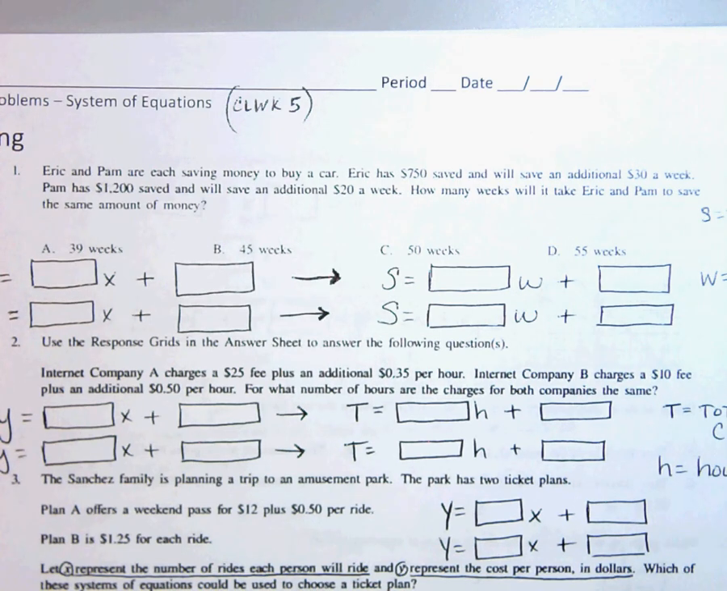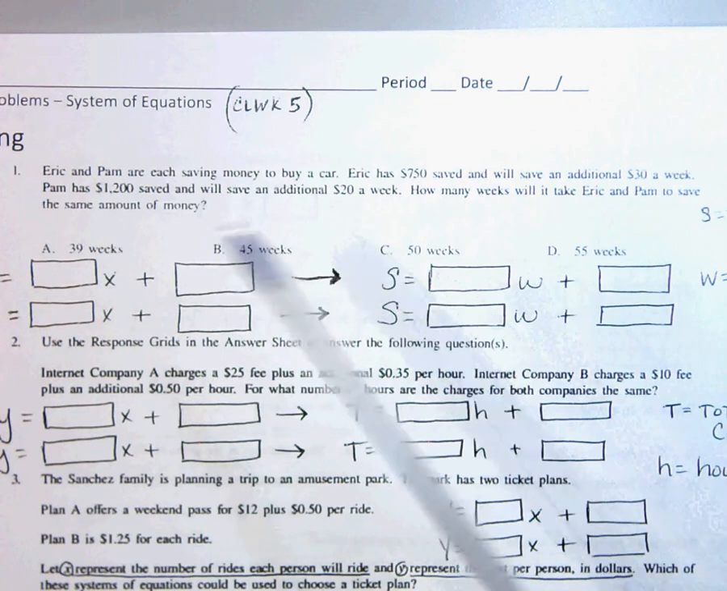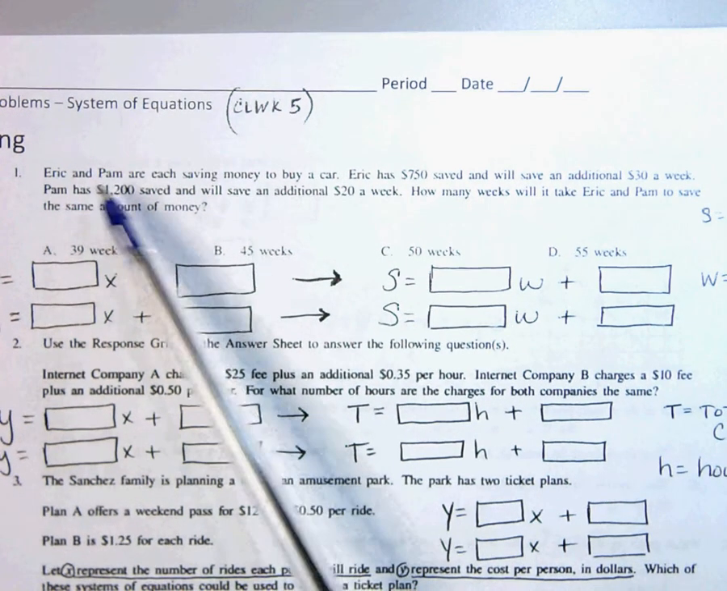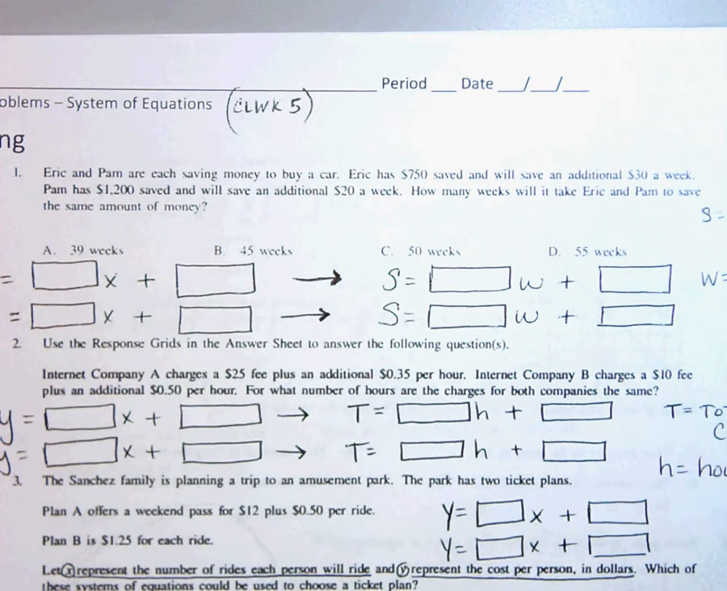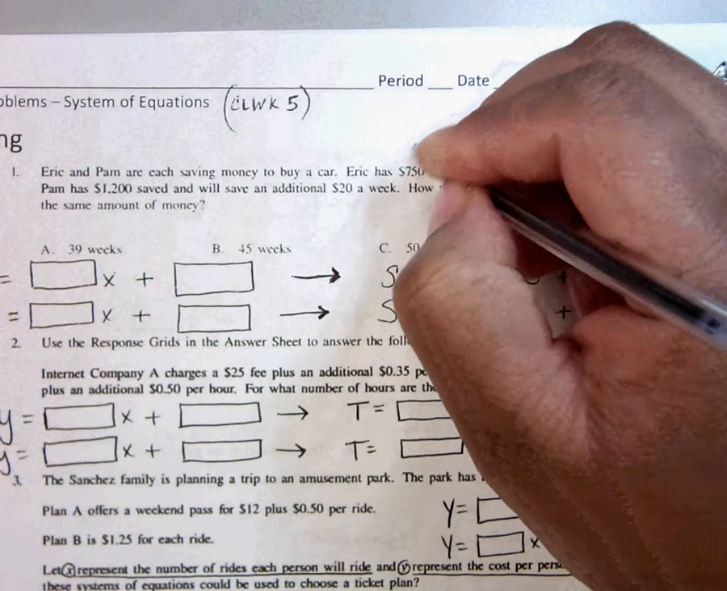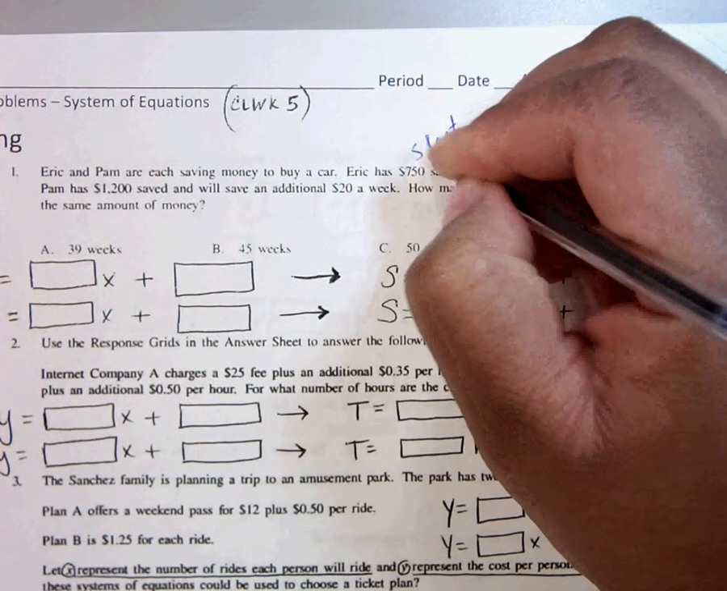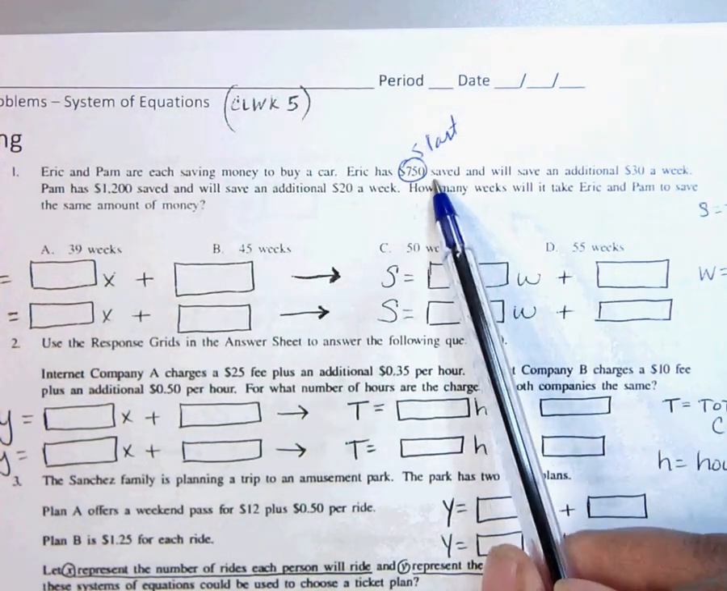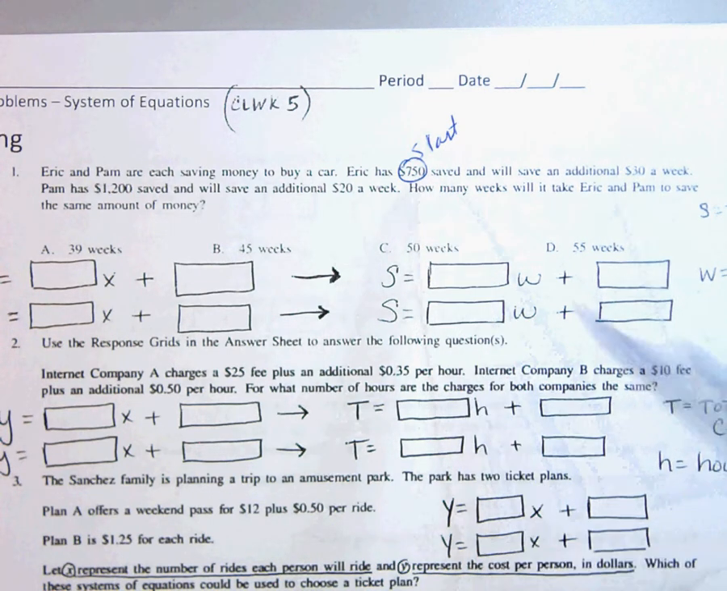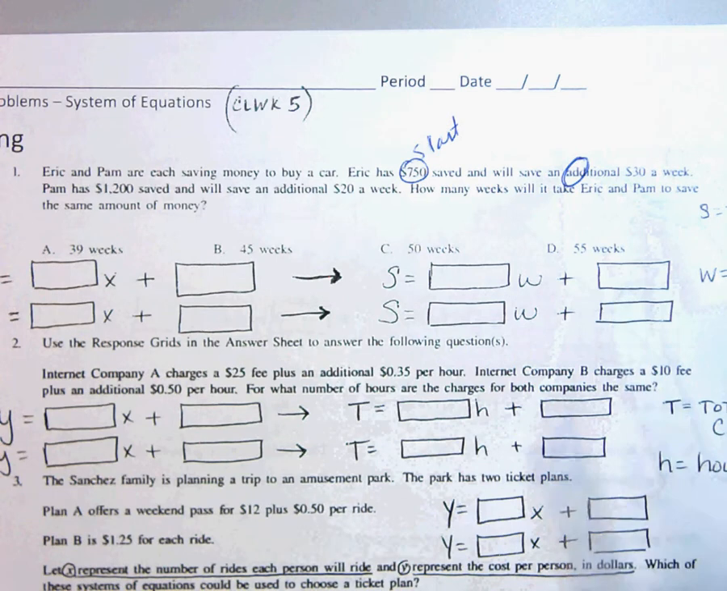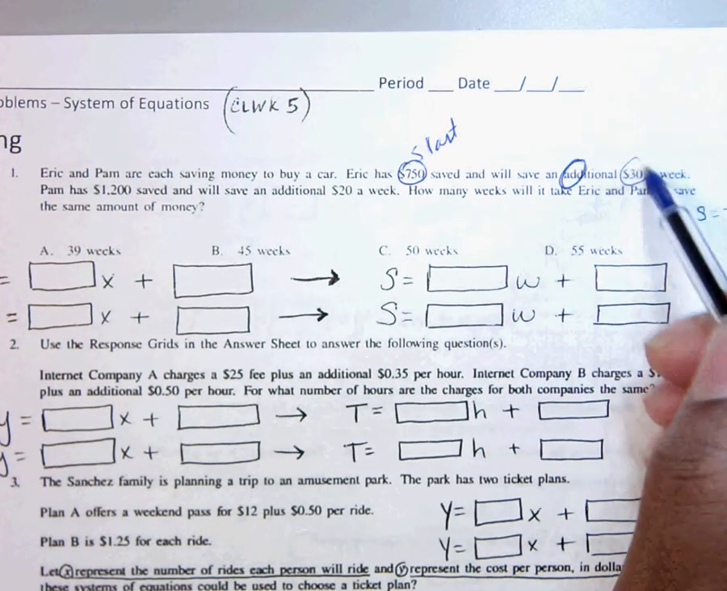Okay, we're doing classwork 5. In word problem number 1, Eric and Pam are saving money to buy a car, and Eric is going to start with $750 because it is already saved. In addition to that $750, he wants to also save $30 a week.